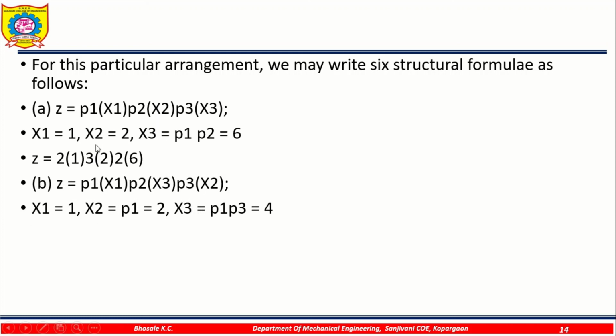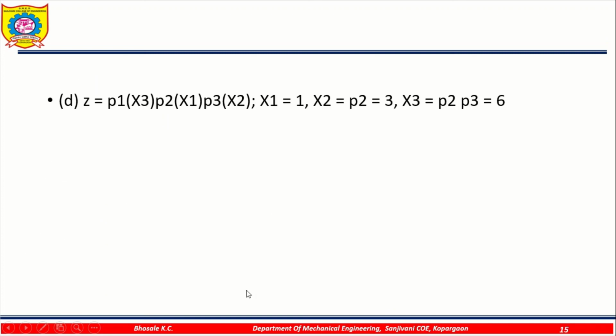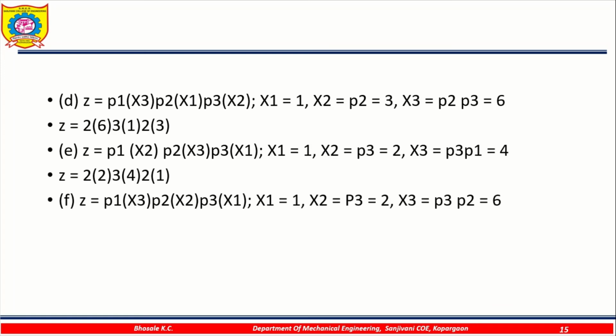Suppose for the second one, P1 X1, P2 X3 and P3 X2. X1 is 1, X2 is 2 and X3 is P1, that is 4. Likewise we can write the formula. Similarly, the third one is P1 X2, P2 X1, P3 X3, and this is the structural formula for the third case. Likewise we can write the 6 different formulas.